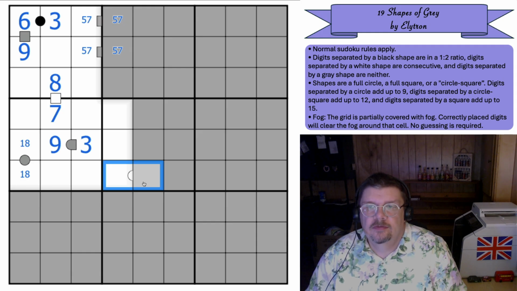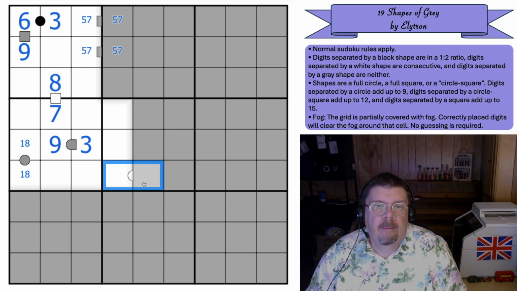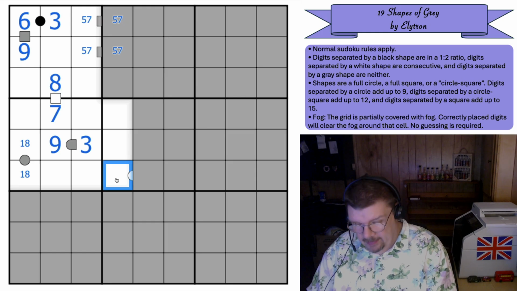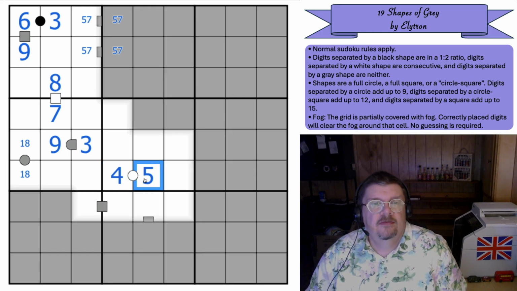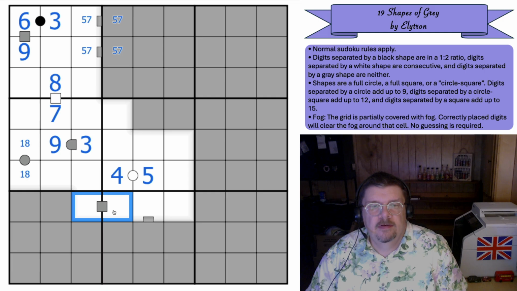Consecutive digits, and they add up to either 9 or 12. Consecutive digits always add up to an odd number, so that has to be 9. So that's got to be 4-5, and because of the 5-7 pair in the column, that's the 4, that's the 5. This is really nice and an interesting thing to figure out.